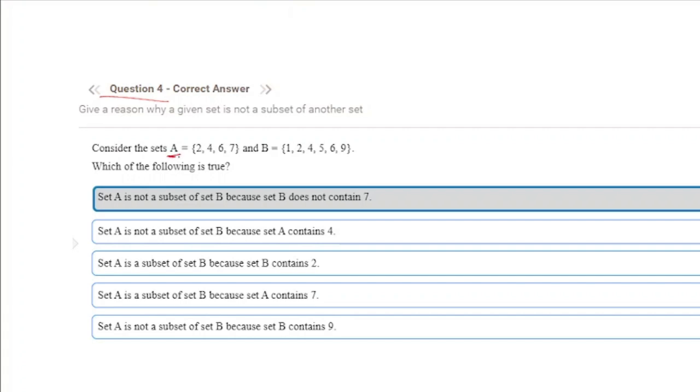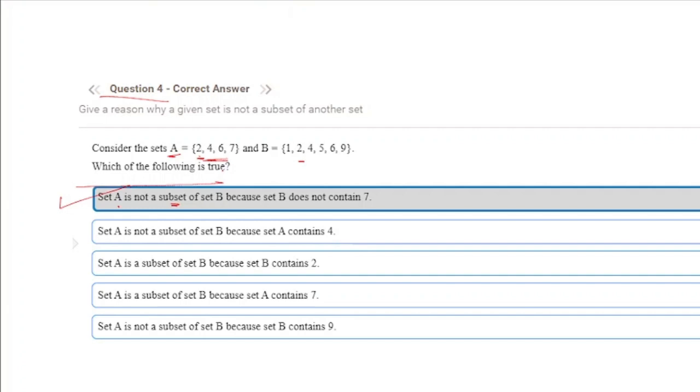Consider the sets A, which contains 2, 4, 6, 7, and B, 1, 2, 4, 5, 6, 9. Which of the following is true? Now, first answer, set A is not a subset of set B because set B doesn't contain 7. So A has 2, 4, 6, 7, and B has 2, 4, 6, but 7 is not there. That means that set A is not a subset of B, which is the right answer.